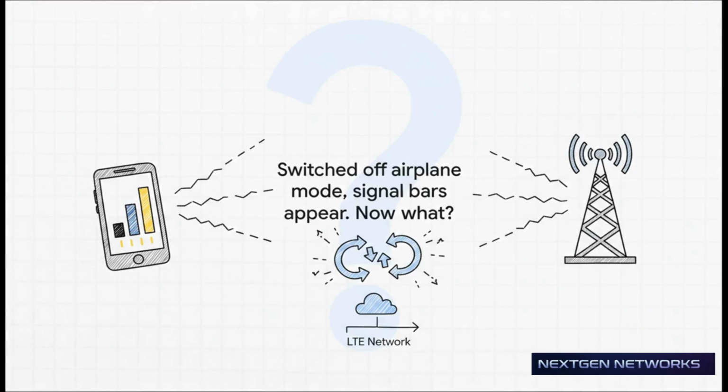So, you've just switched off airplane mode, right? You see those signal bars pop up and boom, you think you're online. But what really just happened in that split second? Well, your phone just performed this super important digital handshake with the network. It's called the LTE attach procedure. And trust me, it's the key to, well, everything.